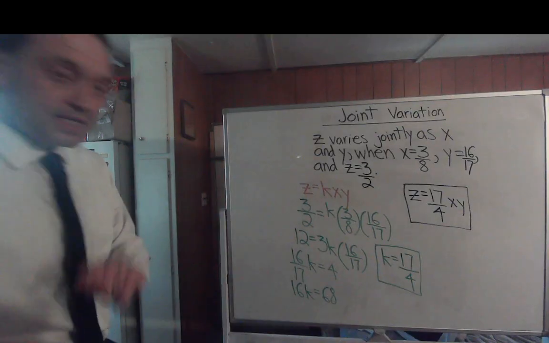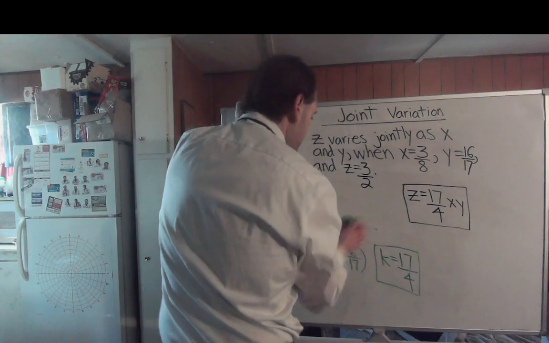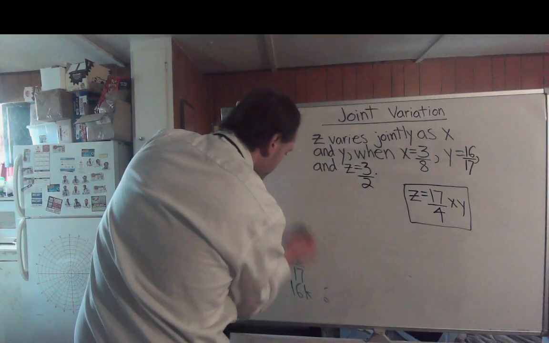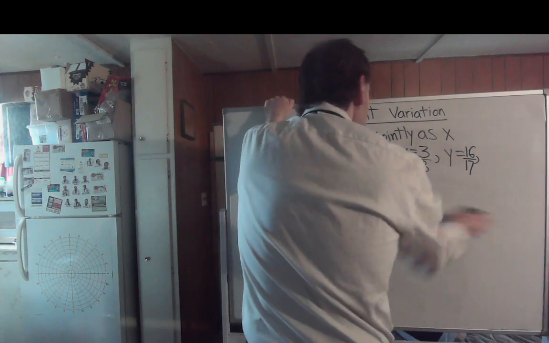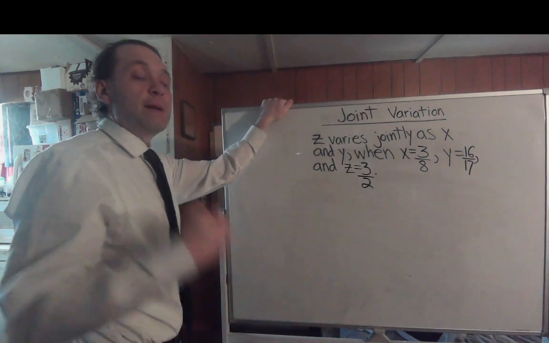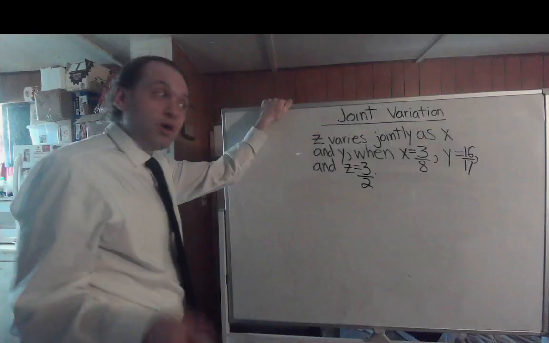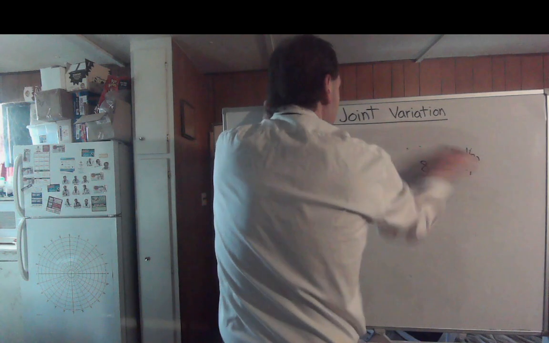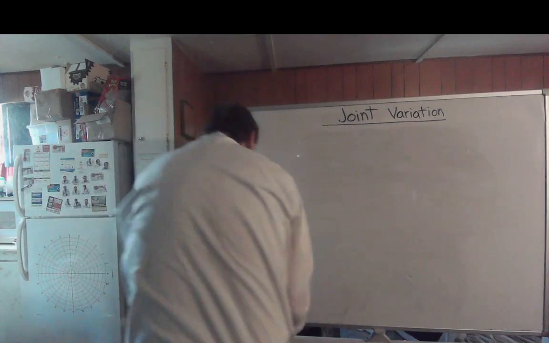Alright, so that's one type of joint variation. Now let's talk about the other type. Another type is where you can have both inverse and direct variation in the same problem. So I will show you how that works. If it just says jointly, that's direct, but if it has inverse and direct, it'll come out and say that.